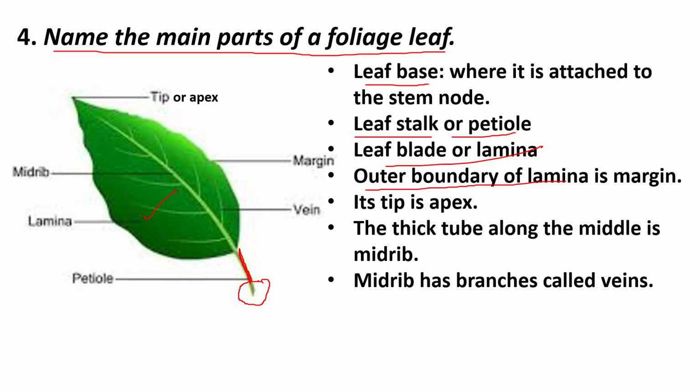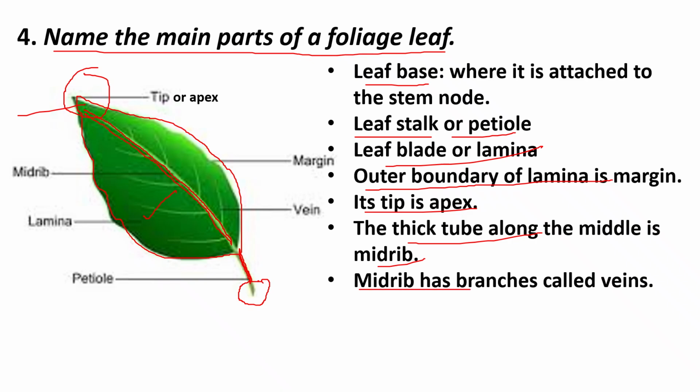Outer boundary of lamina is margin. Draw the outline. This is the margin of the leaf. Its tip is apex. This part is the apex. The thick tube along the middle is midrib. I am drawing with a red line. This red line which I am drawing is midrib, along the middle of the leaf.